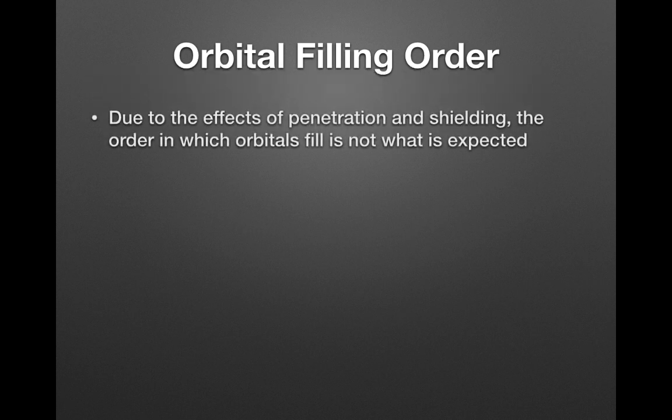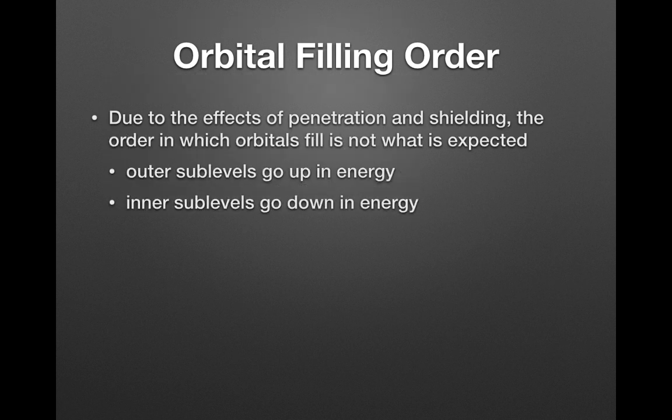What all this leads to is a different filling order than we would expect as far as how orbitals fill in with electrons. We can't just say, well, the 1s goes, and then the 2s and the 2p, and then the 3s, 3p, 3d, and then the 4s, 4p, 4d, 4f, etc. The reason for this is the effects of penetration and shielding: the outer sublevels, such as Ds and Fs, and to some extent Ps, go up in energy higher than the average n level, and the inner sublevels, such as Ns and sometimes Ps, go down in energy.